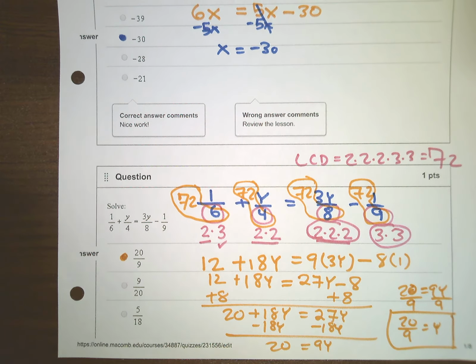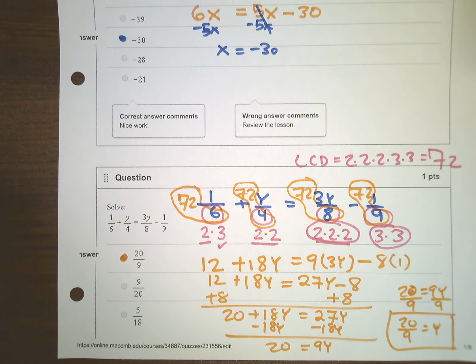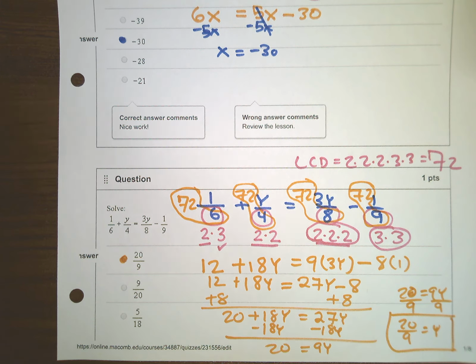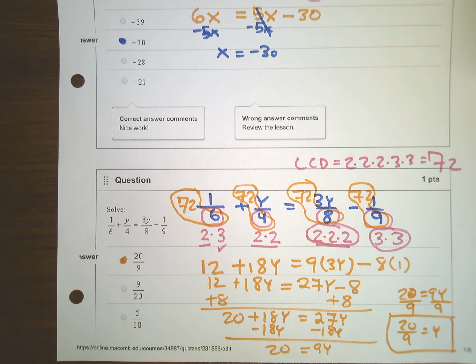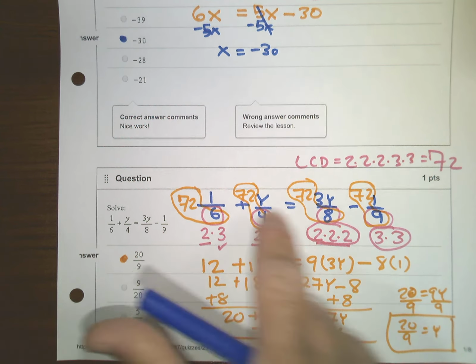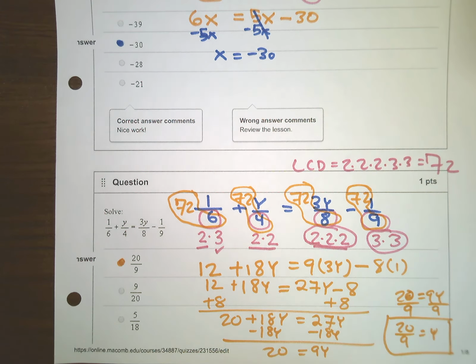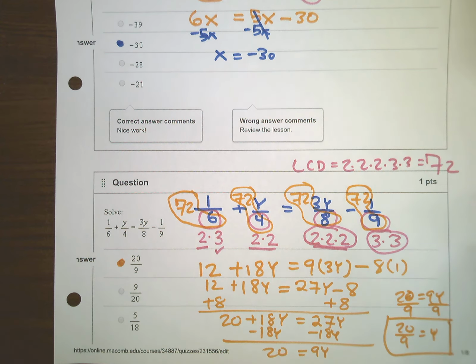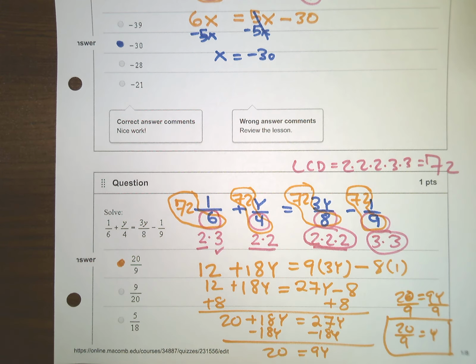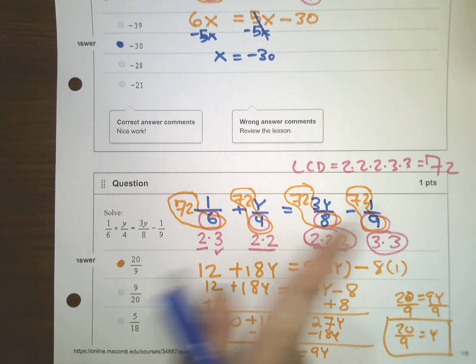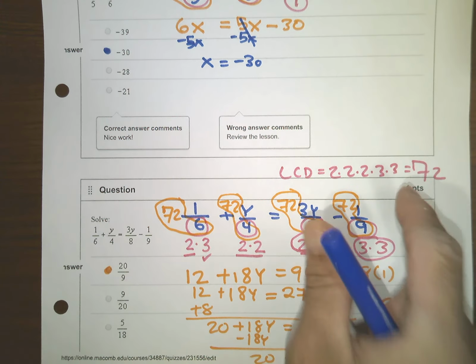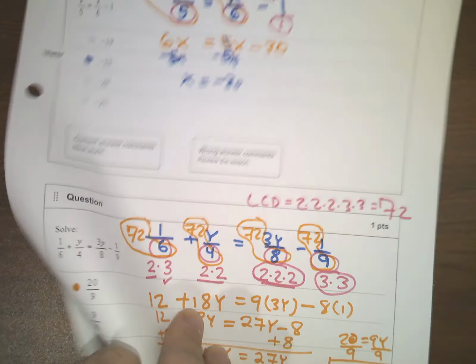So, I really feel like the hardest part of this sometimes may be trying to find the LCD, but just remember that you're looking for the lowest number that all of these numbers can go into. The lowest number that the 6, the 4, the 8, and the 9 can all go into. And the lowest number that all 4 of them would go into at the same time is 72. Alright, so just remember that sometimes that is the trickiest part.